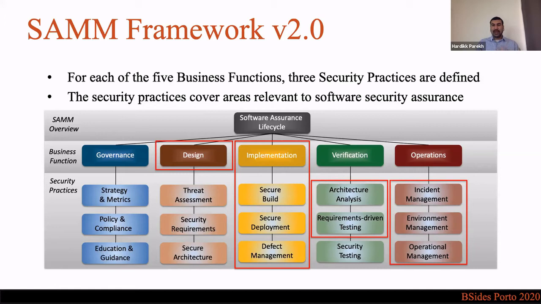So as I mentioned earlier, I wanted to spend some time on the implementation business function, because this is where this additional business function was added to the SAMM core framework from its predecessor. And the key goal we had in mind was how do we align with the latest industry practices such as DevOps and Agile, which have CI/CD as an integral part. As a result, the security practices that we added to the implementation business function are secure build, secure deployment, and defect management.